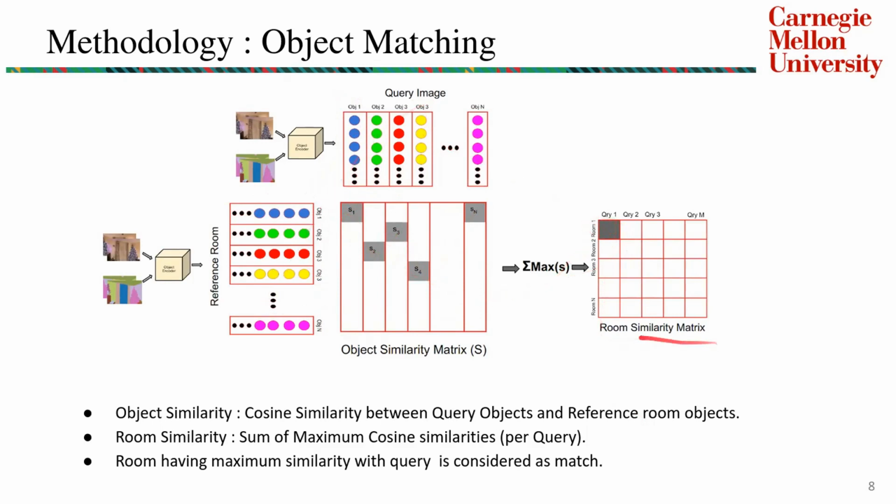Now we have a room similarity matrix where every column denotes the similarity of a query with all the rooms present in the database. The room having maximum similarity with the query is considered as a match. And this is how we localize our query into multiple rooms.